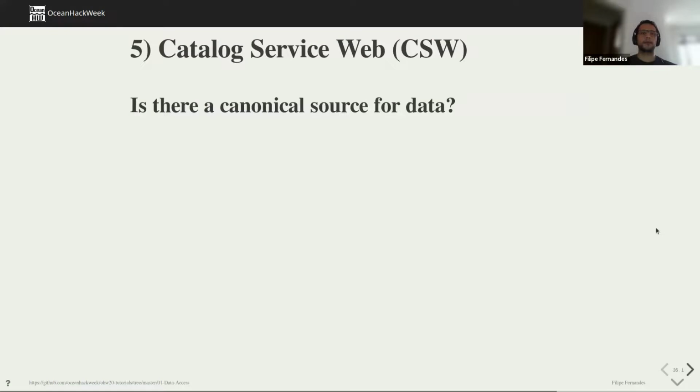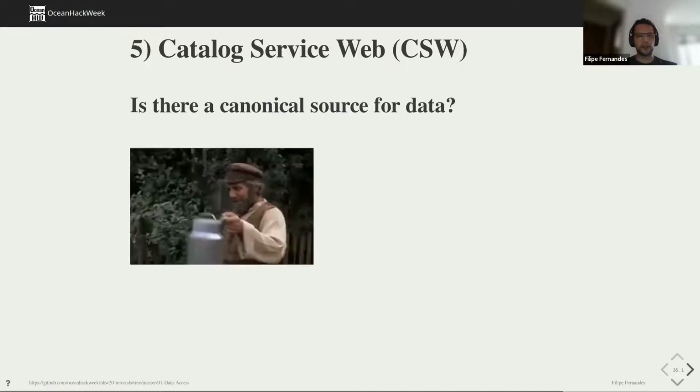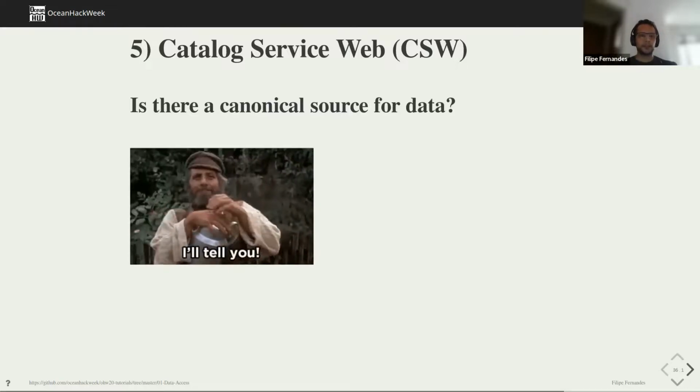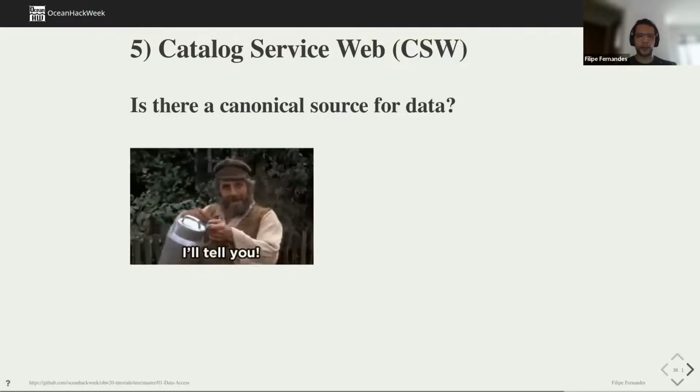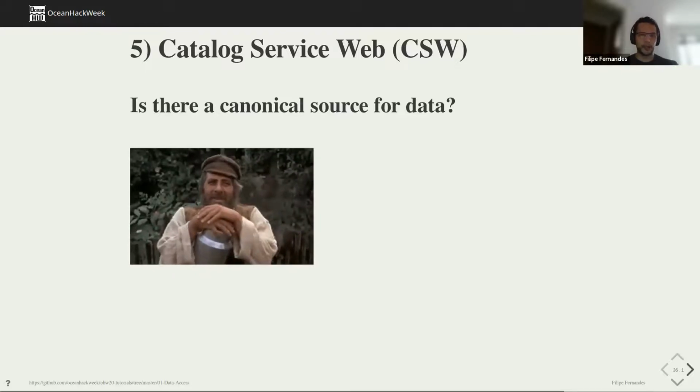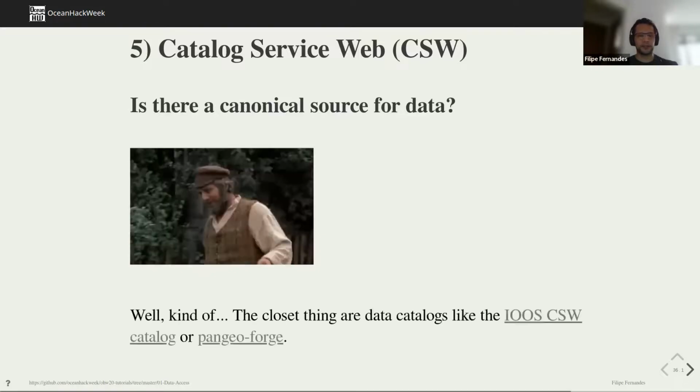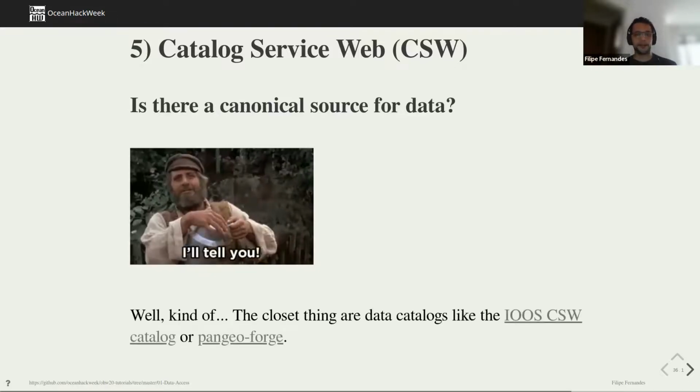All right, the last one, the Catalog Service for the Web, CSW. So I have a question. Is there a canonical source of data? Okay, I'm going to tell you. I don't know. And this is usually where I should cut my connection and run away, because this is a hard question. There is kind of.